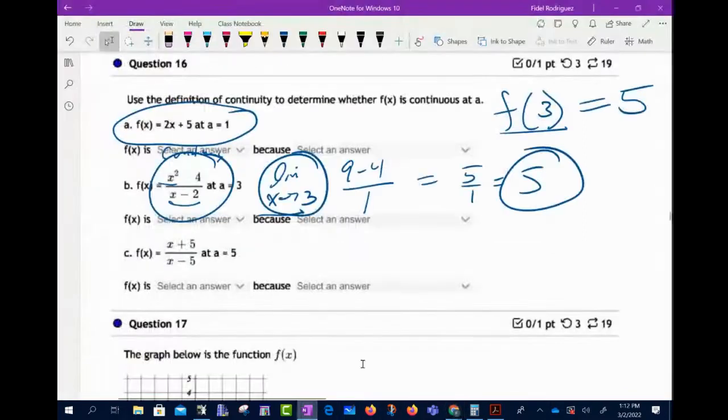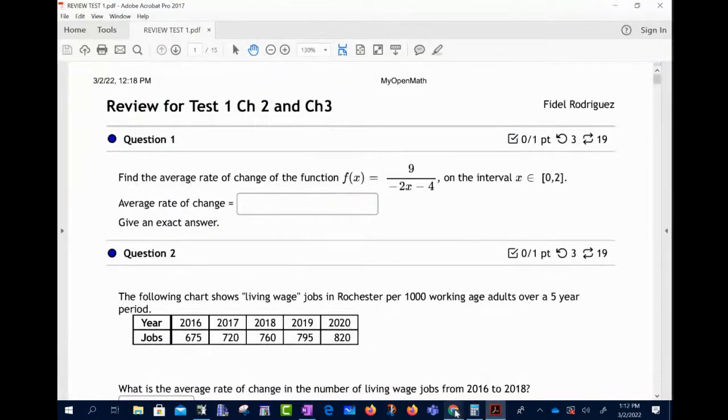Okay. Now we have a part C. We want to know, is f of x continuous? Okay. If we were to find f of 5, we would end up with 10 over 0, which is undefined, right? Okay, so I would say, number one, it's not continuous, right?